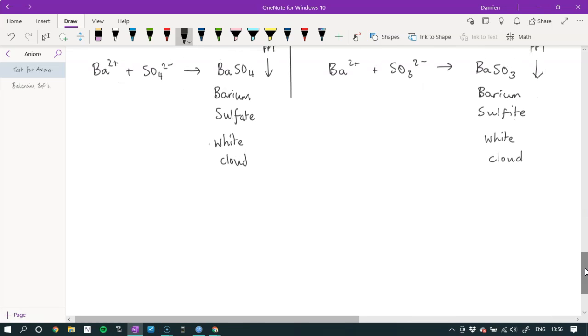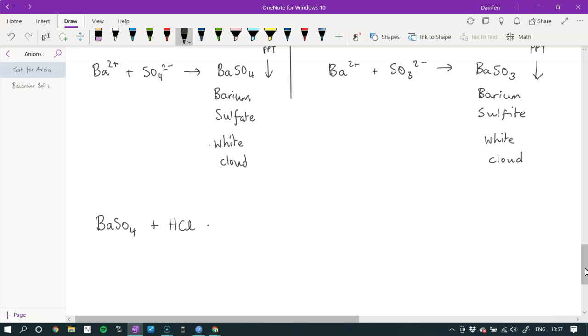So the first reaction is going to be barium sulfate, BaSO4, and we're going to react that with HCl. Now, when you react barium sulfate and HCl, you get no reaction. No reaction occurs. And the reason for this is barium sulfate is insoluble in HCl, which basically means that the white cloudy substance doesn't dissolve, it stays cloudy.